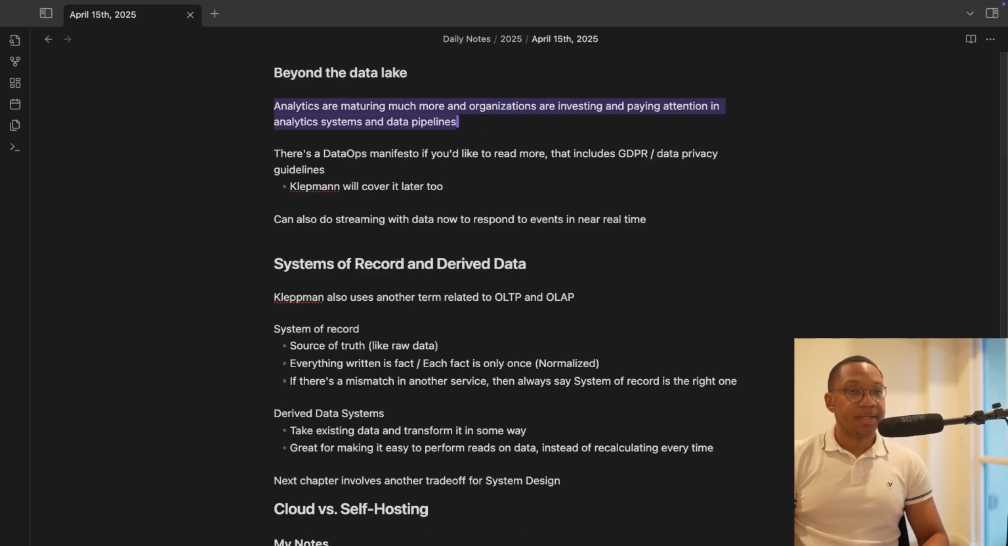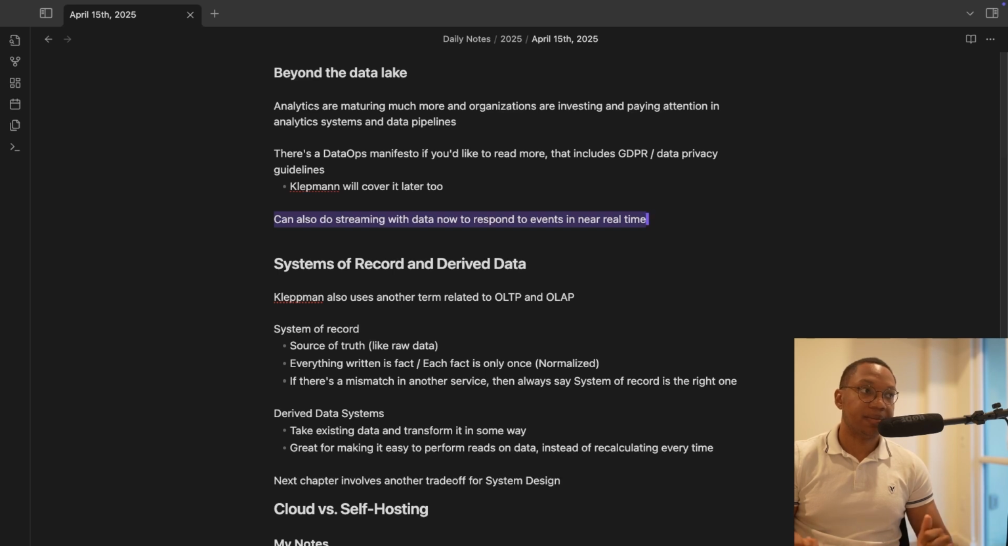Kleppmann mentions in his book that analytics are improving a lot, and a lot of people are investing more attention into analytic systems and data pipelines. There's also a DataOps manifesto that he attaches at the end of his book that you can go read. You can probably Google it too. These can also do streaming with data events now in real time, which is cool. So that's it for the analytics side and transactional side.